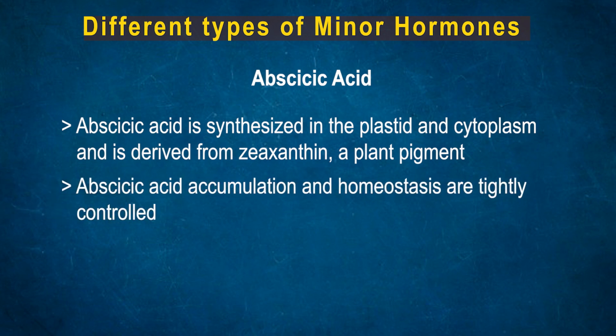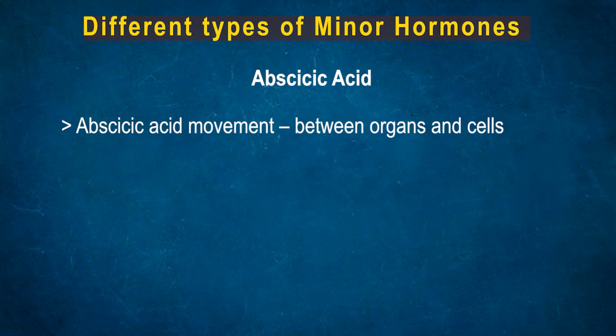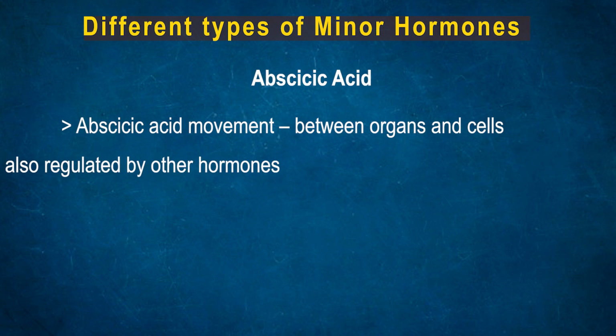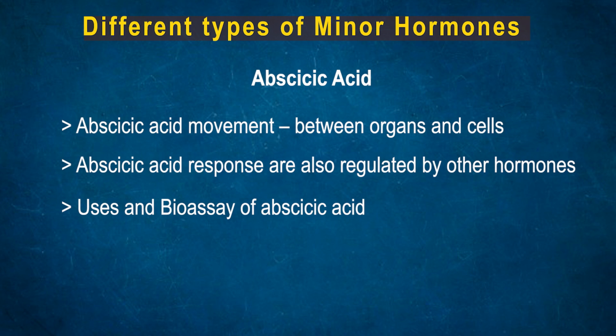You will get to know about abscisic acid accumulation and homeostasis, and that they are tightly controlled. Abscisic acid movement between organs and cells. You will get to know abscisic acid responses, which are tightly regulated by other hormones, and you will know the uses and bioassay. Ethylene. Yes, ethylene is used as a plant hormone in trace amounts.